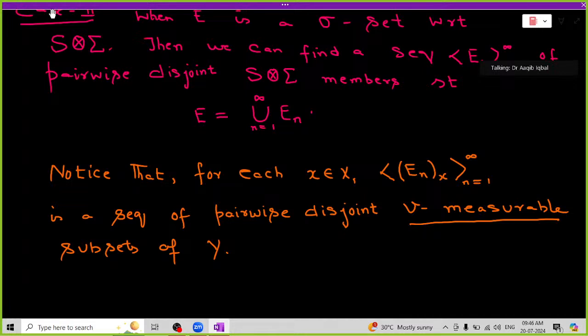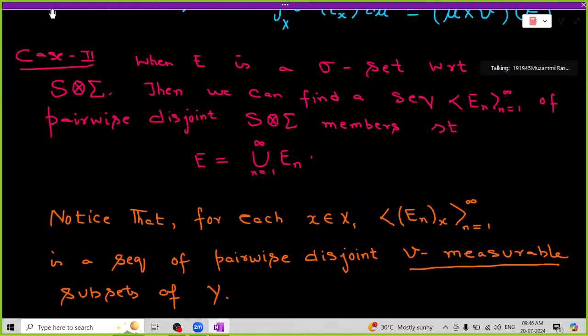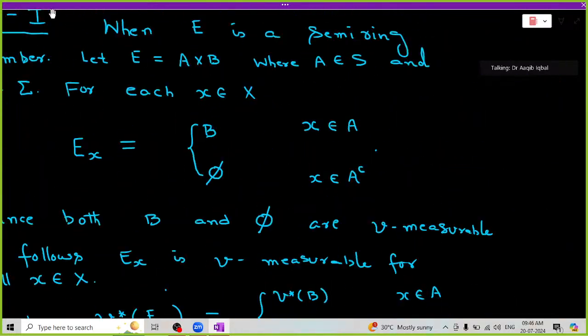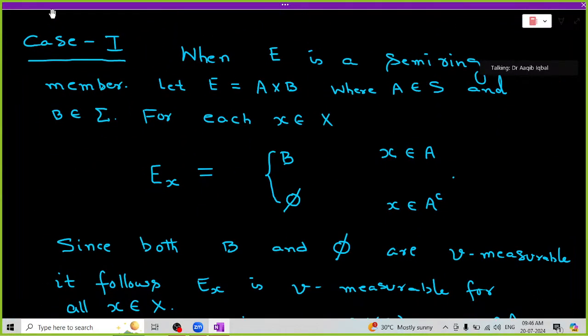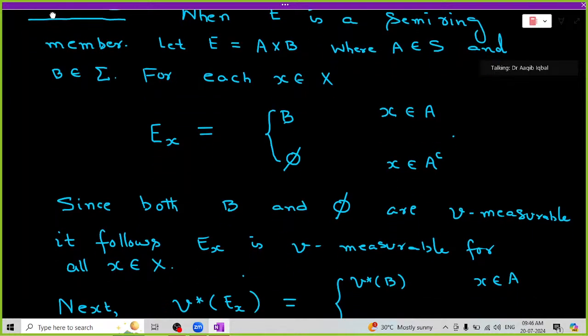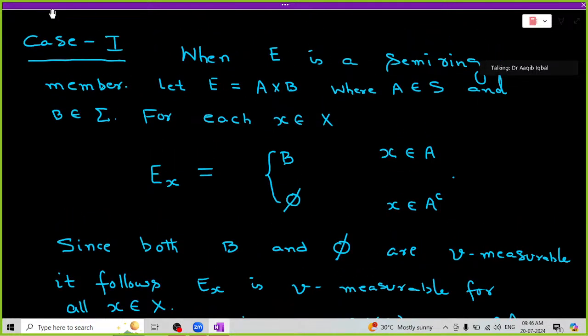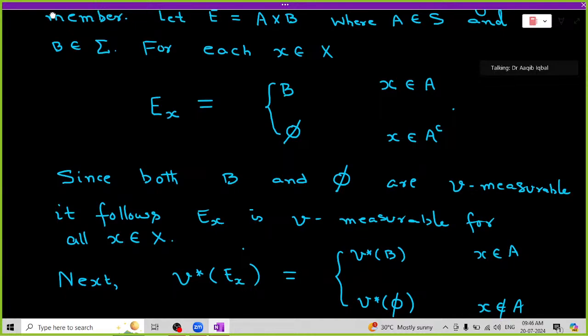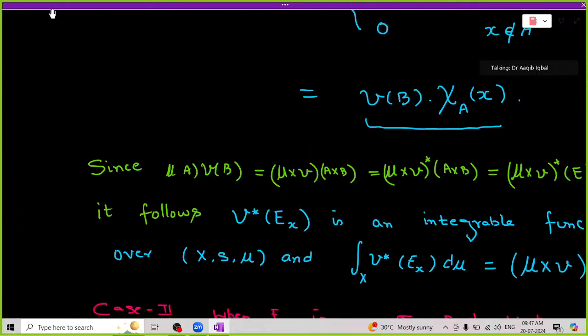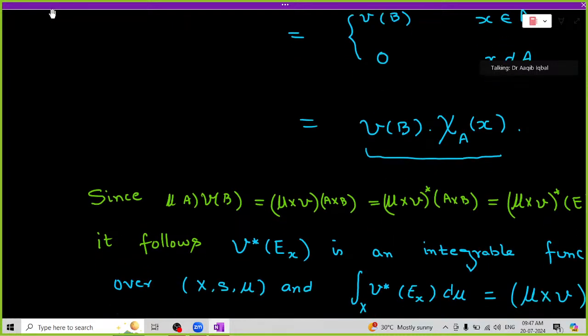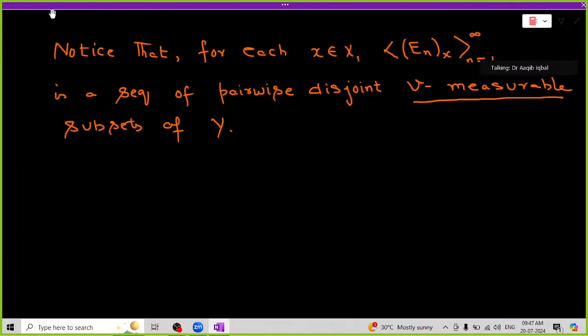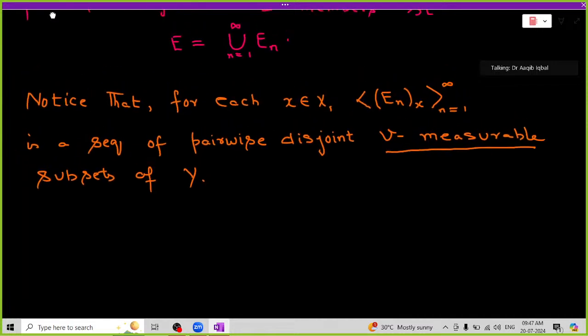ये किन के एक्स सेक्शंस आप ले रहे हैं? ENs के, राइट? ENs कहाँ से आ रहे हैं? सेमरिंग मेंबर्स. और इससे पहले मैंने आपको दिखाया ना केस 1 में, जो सेमरिंग मेंबर्स होते हैं इनके जो एक्स सेक्शंस होते हैं, दे आर न्यू मेजरेबल. यहाँ देखा ना आपने वो. तो वी आर बेसिकली यूजिंग दिस इंफॉर्मेशन जो हमने ऑलरेडी एस्टैब्लिश करी है. सो ये है रीजन ये न्यू मेजरेबिलिटी का. सो दे आर न्यू मेजरेबल सबसेट्स ऑफ वाई.